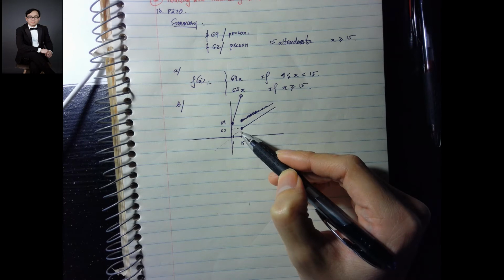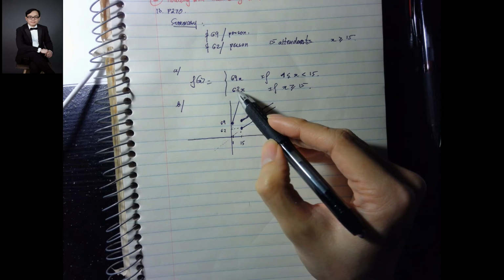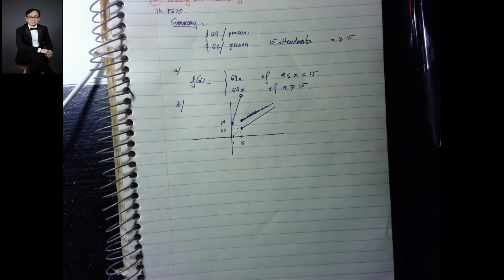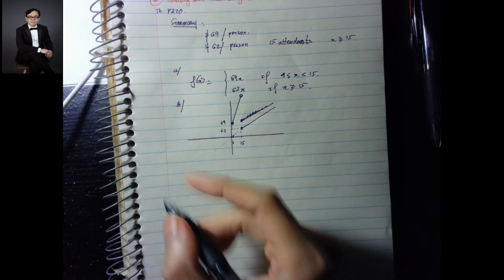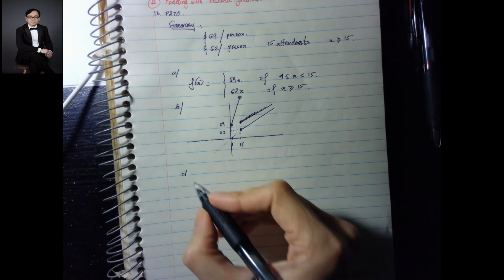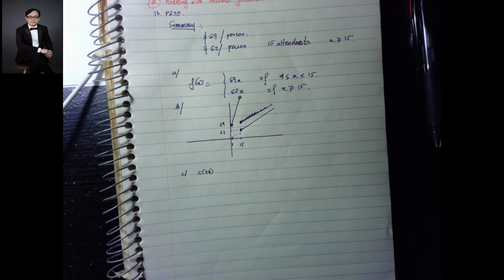Okay. All right. Part C. Find and interpret C of 24. C of 24 means the total cost for a group of 24 people to attend. So 24 people is greater than 15. So what we're going to do is just go ahead and do 62 times 24. I replace x with 24. Then I get the answer.